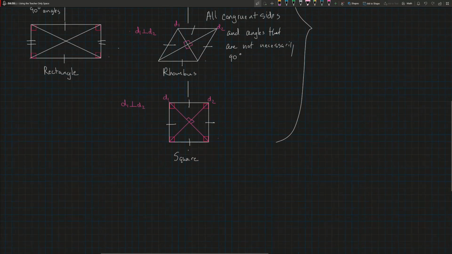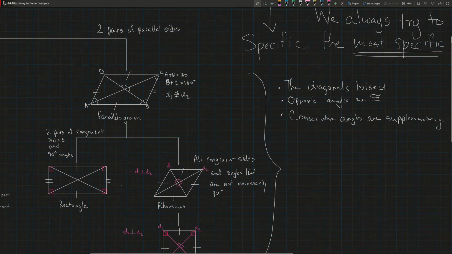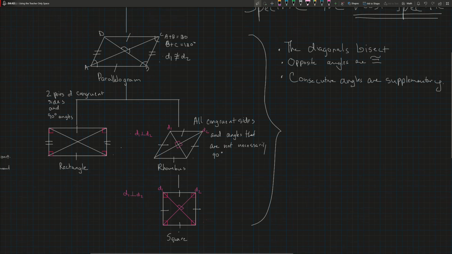So the easiest way to remember these properties is to understand that all of these parallelograms have the property that their diagonals bisect, the opposite angles are congruent, and consecutive angles are supplementary. So all you need to work out is which one of them meet at a 90-degree angle. That would be the rhombus and the square.